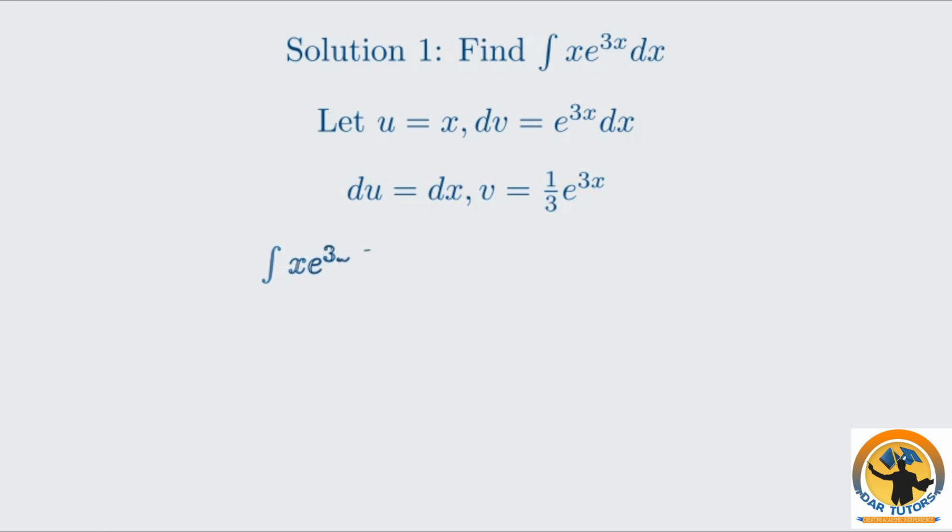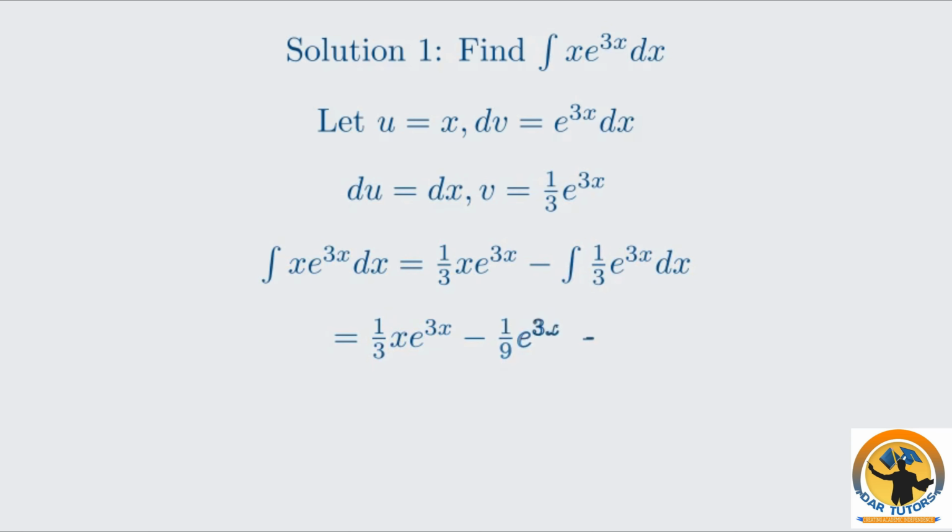Applying the formula, we get 1/3 x e to the power of 3x minus the integral of 1/3 e to the power of 3x dx. Integrating the remaining term gives us 1/9 e to the power of 3x. So the final answer is 1/3 x e to the power of 3x minus 1/9 e to the power of 3x plus c. Next, let's solve the integral of x squared ln x.